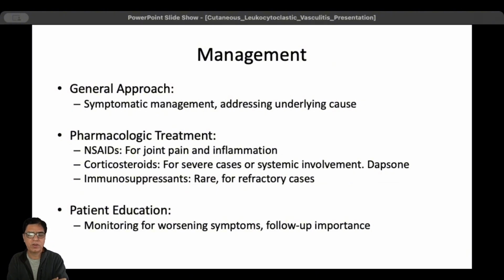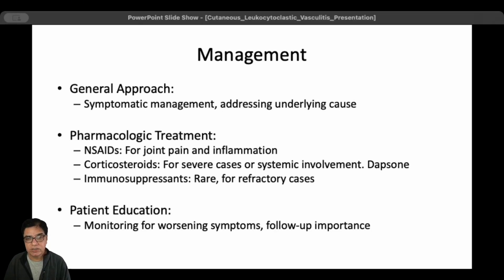So how do we manage this? It's all about symptomatic management. If there is an underlying cause, you would address that, but most of the time you won't find any underlying cause because it happens all of a sudden. If there is joint pain, you have to give ibuprofen or diclofenac, depending on whatever is available to you. Steroids can be used for severe cases, or if there is systemic involvement, for example renal involvement or pulmonary involvement, then steroids can be given. 1 to 2 milligram per kg short courses of steroids does help.